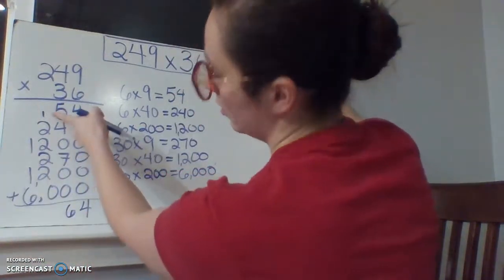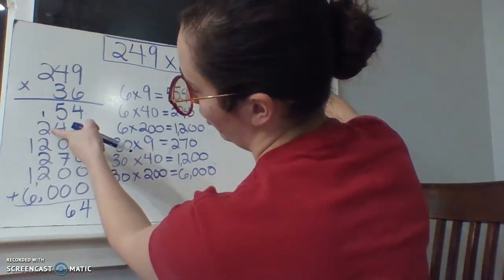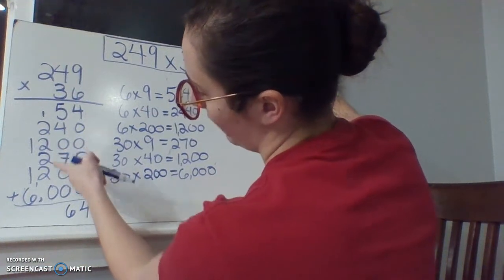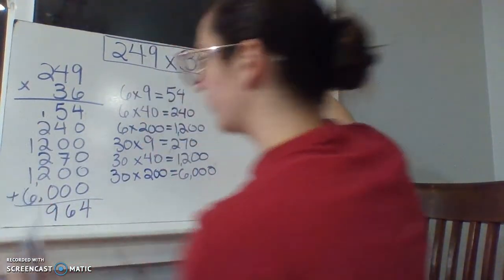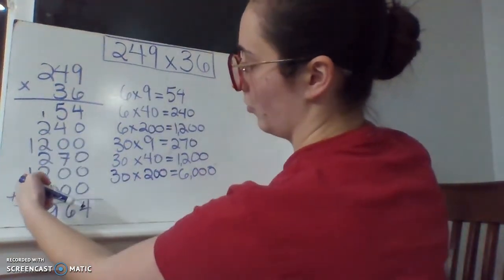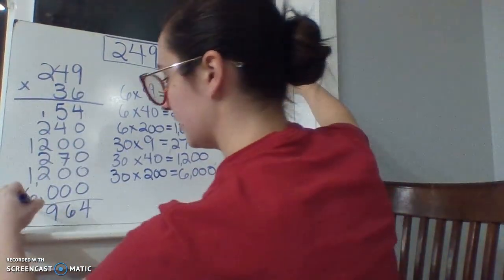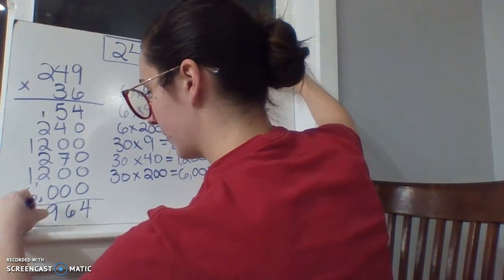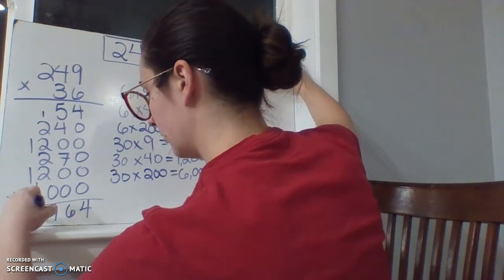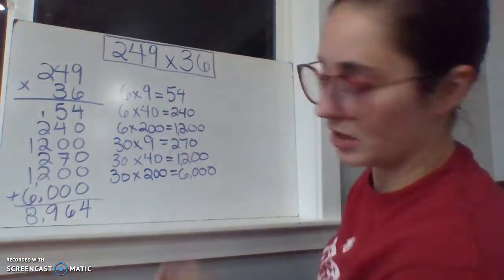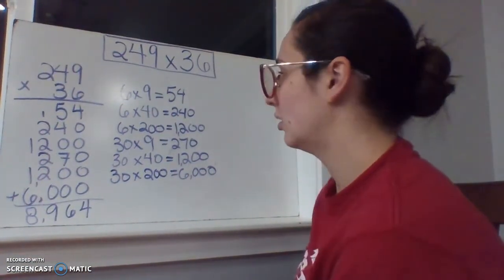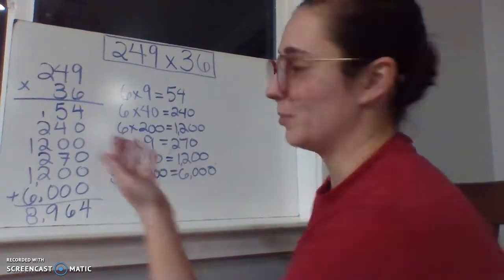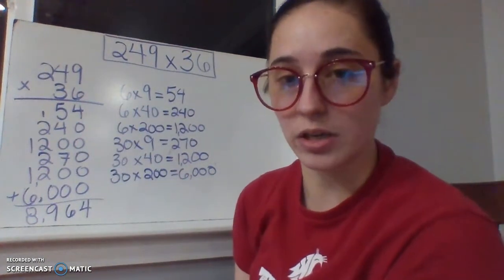Carry the 1. I've got 1 and 3, 5, 7, 9. And then I've got 1, 1, 6. So I've got 8 here. So it looks like my final answer is 8,964. So again, it's a little bit longer just because your numbers are bigger, but the procedure is still the same.